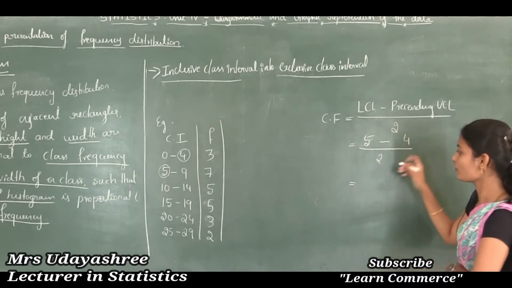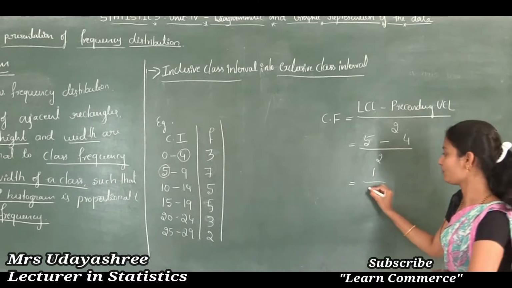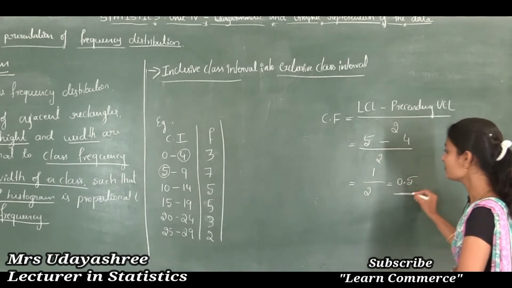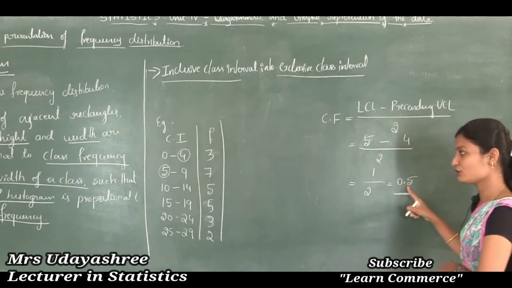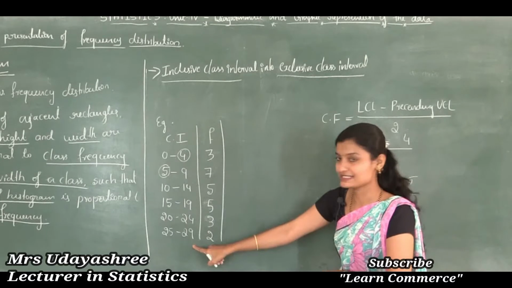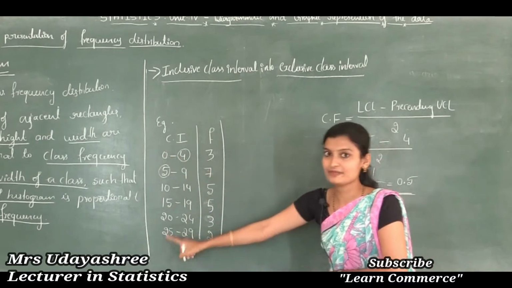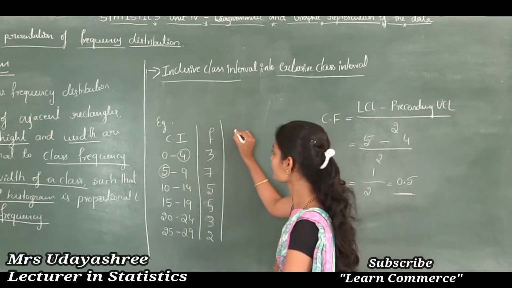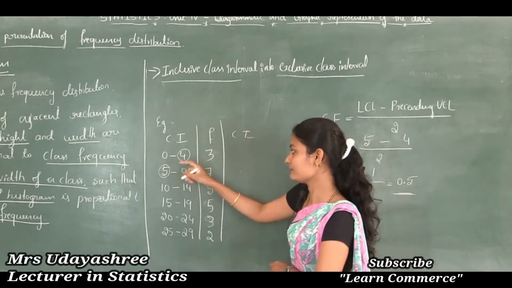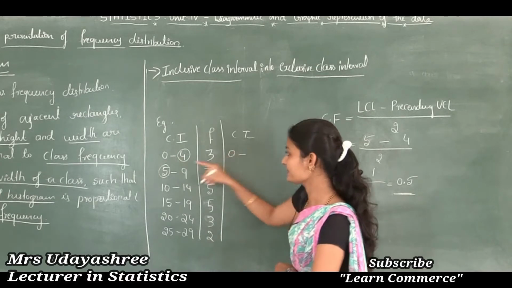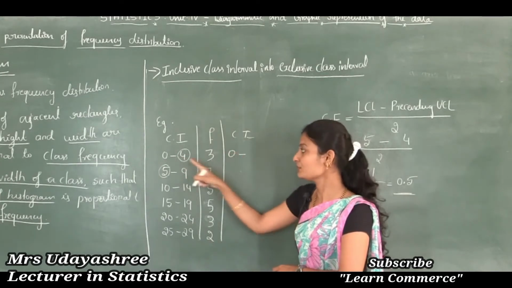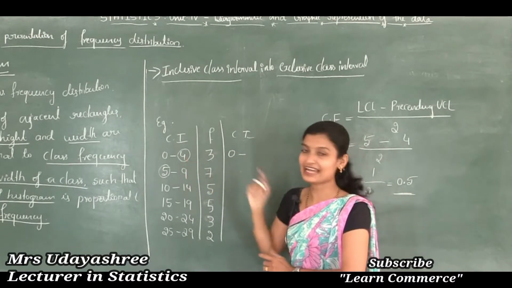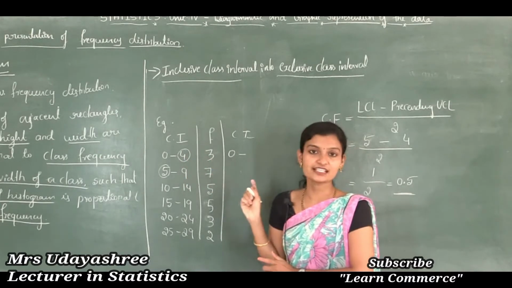So 5 minus 4 is 1, divided by 2, that is 1 by 2, which we can write as 0.5. Now I will add this 0.5 to the upper class limit, and from the lower class limit I will subtract this 0.5. So the correction factor is 0.5.